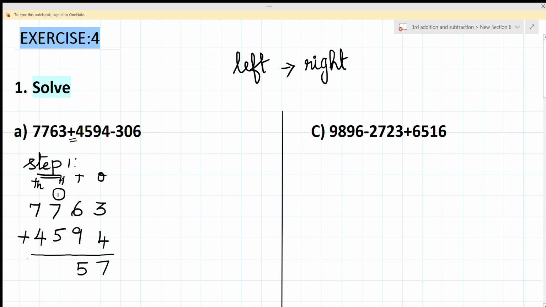Now add the hundreds place. 7 plus 1, 8. 8 plus 5, 13. So write 3 down. 1 is the carryover. 7 plus 1, 8. 8 plus 4, 12. So when you add these two numbers, you will get the sum 12,357.